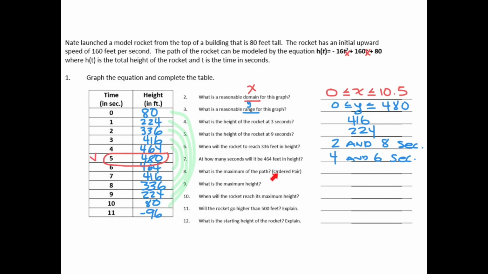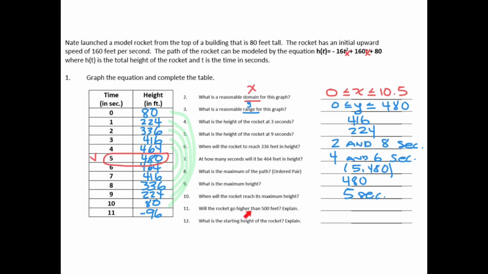What is the maximum of the path? They want the ordered pair. We said that's going to be the vertex, because the vertex is a maximum in this case. So it's going to be (5, 480). Now here they ask, what is the maximum height? They want to know only the height, so we list only the height from the vertex, which will be 480 feet. When will the rocket reach its maximum height? When is this height going to occur? At 5 seconds. So we're going to say 5 seconds.